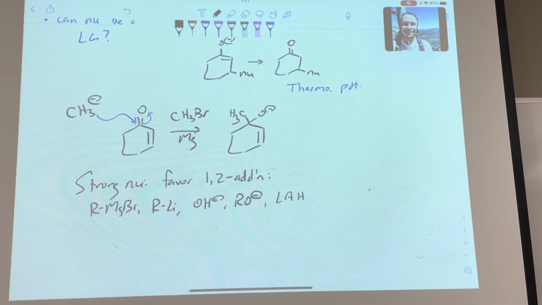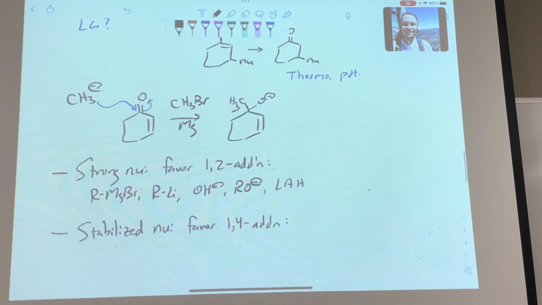Weaker nucleophiles, or actually probably a better way of phrasing it would be stabilized nucleophiles, are going to favor 1,4 addition. These are things that once they add in a 1,2 manner, can get kicked back out because they're not terrible leaving groups. Right?